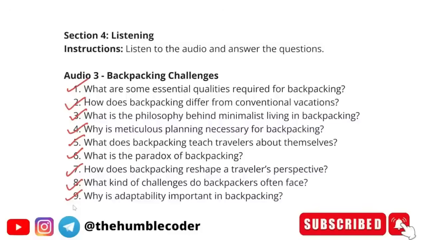Okay guys, so I hope now you have got the understanding of how you have to solve these questions based on listening. As I already told you, you will mostly get 3 questions based on the audio, but for better practice I have tried to take the maximum number of questions that we can take from these questions.